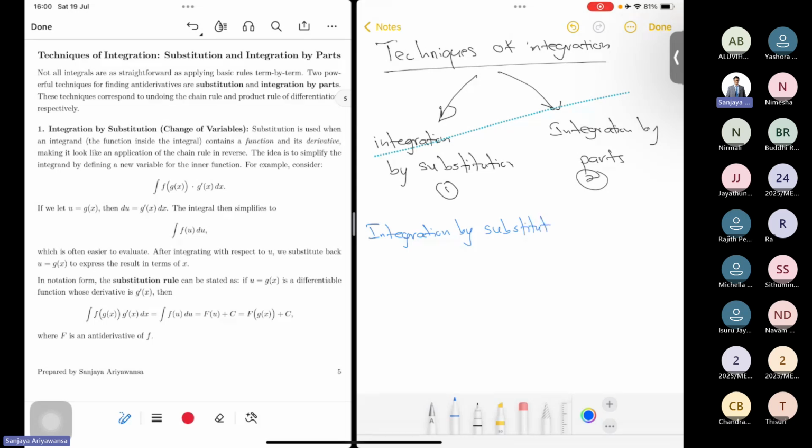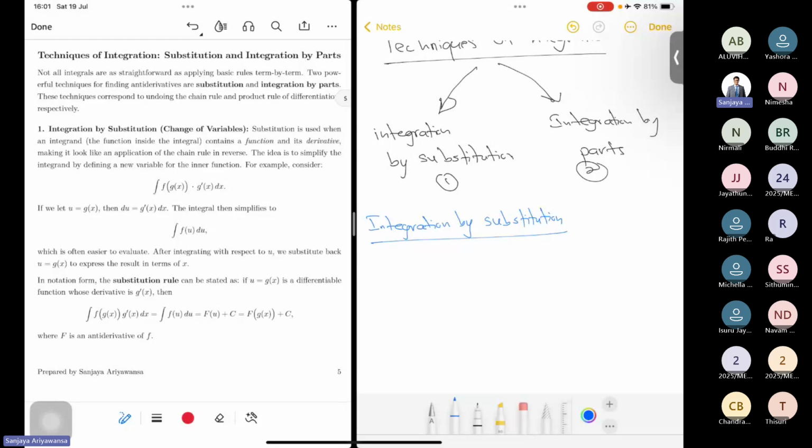So we had a look at the rules, different rules we need to follow when we're integrating. That was the first section. The second section, we are looking at techniques of integration. So we are looking at two types of techniques. One is the integration by substitution and the integration by parts. So under the first technique, integration by substitution, it says here in the notes, substitution is used when an integrand or the function inside the integral contains a function and its derivative, making it look like an application of the chain rule in reverse.